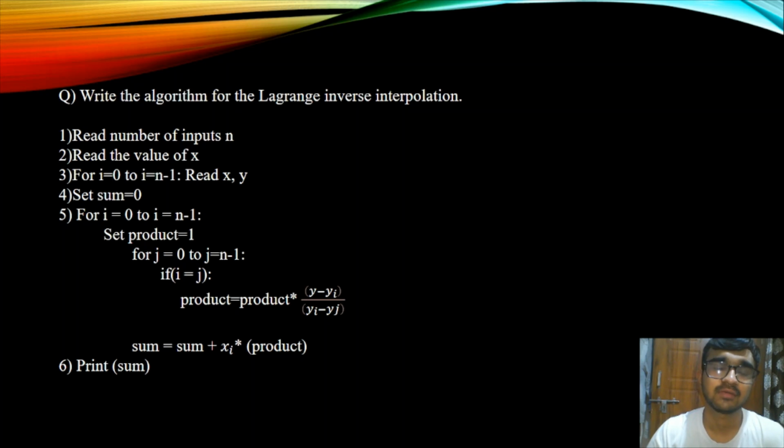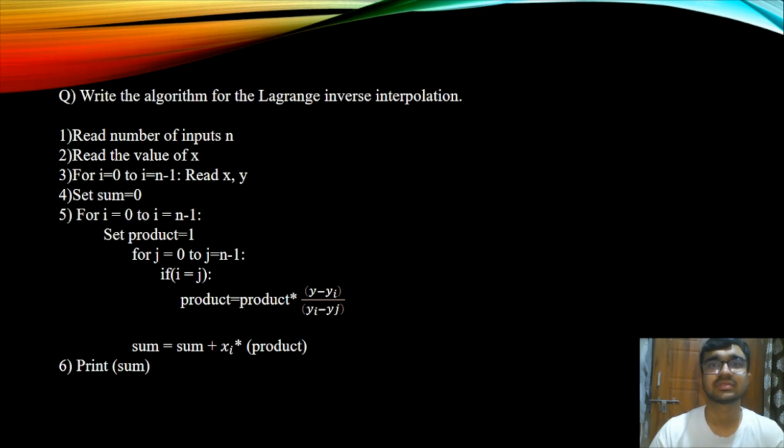Now let's move forward to our next question. In this question we have to write the algorithm for Lagrange inverse interpolation. It is quite simple. First we read the number of inputs n, then we read the value of x, and then we run a for loop from i equals 0 to n minus 1, and we read the values of x and y.